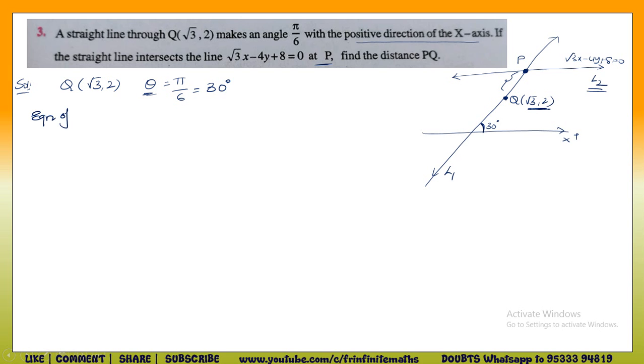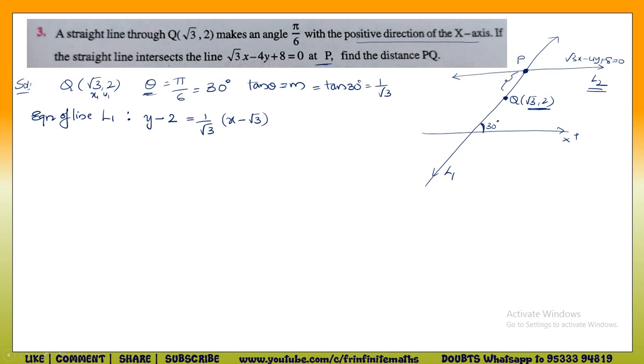Now for that, the equation of line L1 is given by, how can I write this? y minus y1 is equal to m into (x minus x1). So this is x1, this is y1. From this, what is tan theta? Tan theta is nothing but m, right? So tan 30 degrees is equal to 1 by root 3. Substituting the value 1 by root 3 into x minus x1, which is again root 3.